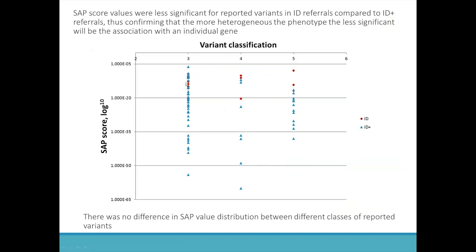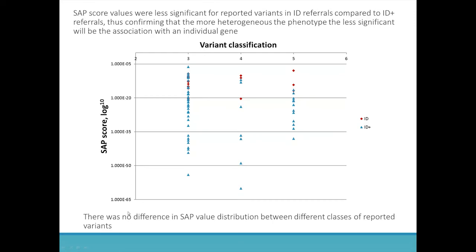So what does it mean? Without knowing precisely what the subscore values were, we managed to observe that the ID referrals, which are the more heterogeneous referrals, had less significant subscore values. These are the ID referrals indicated with the little red diamonds, and you can see here they are clustered in the less significant range of the subscore values.